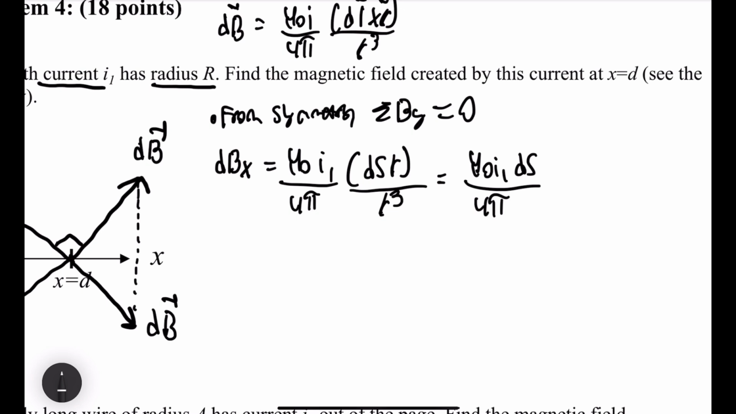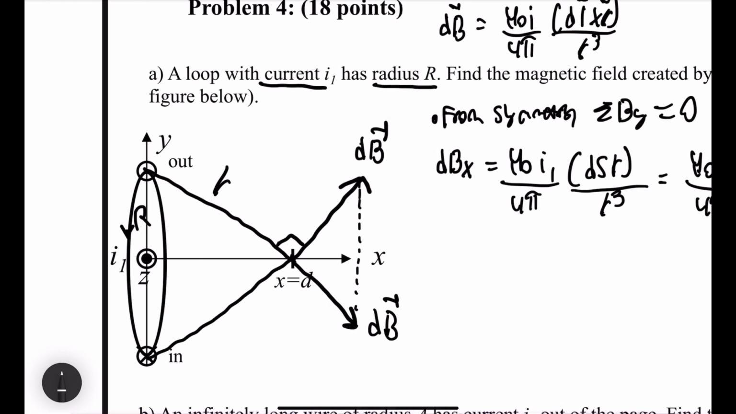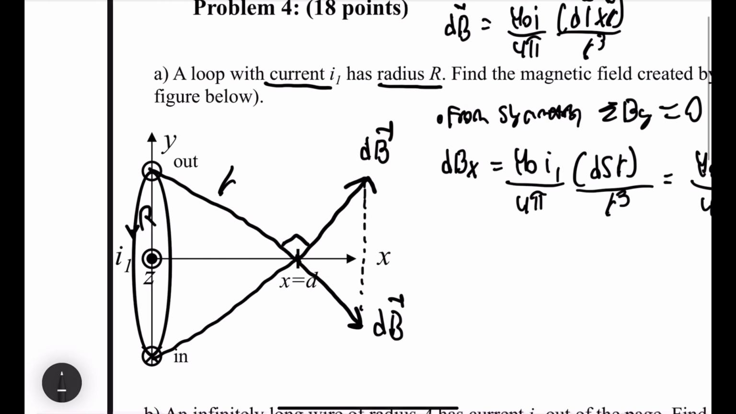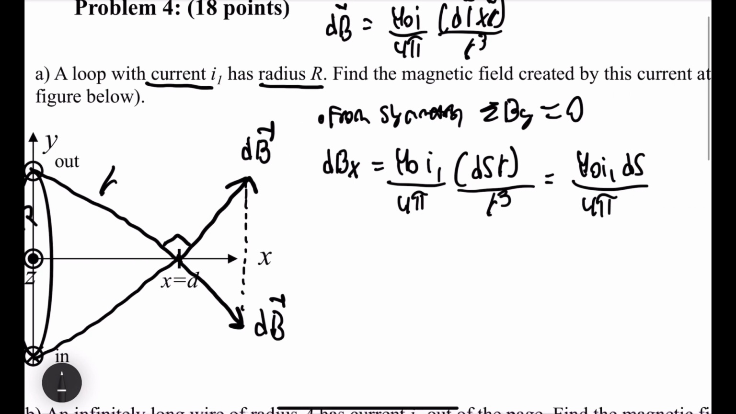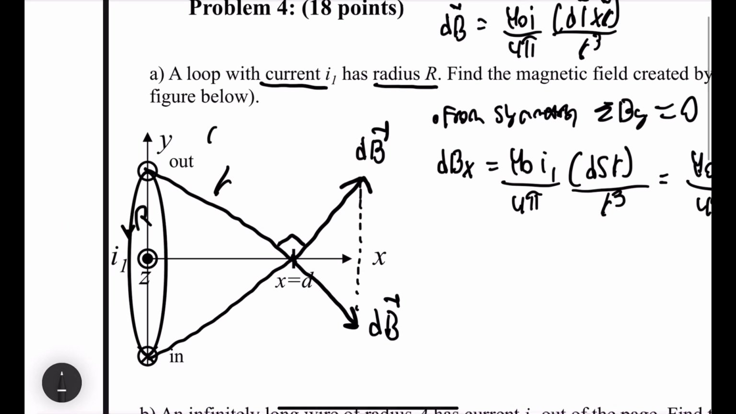But what is r? Well, this is r, right? The bottom distance is a distance d, and the y distance is r, the radius, right? So then r squared is going to equal big R squared plus d squared.